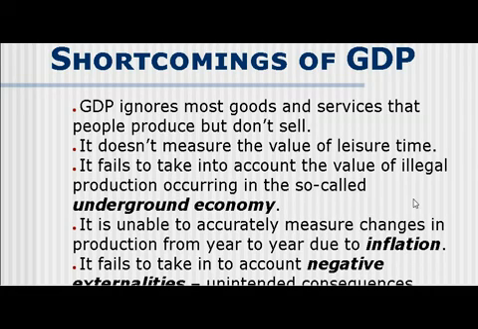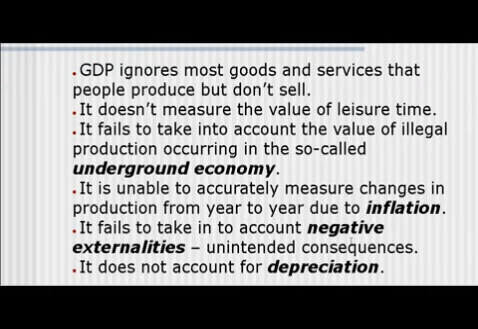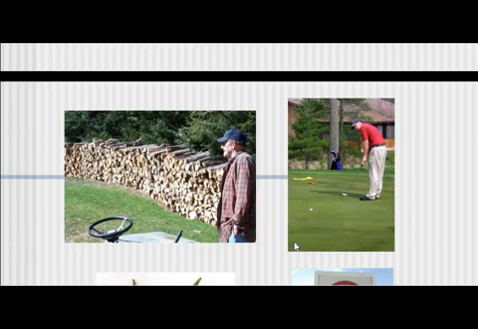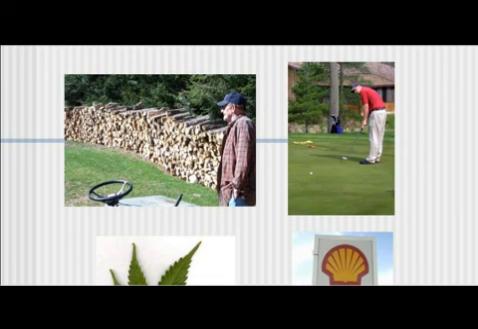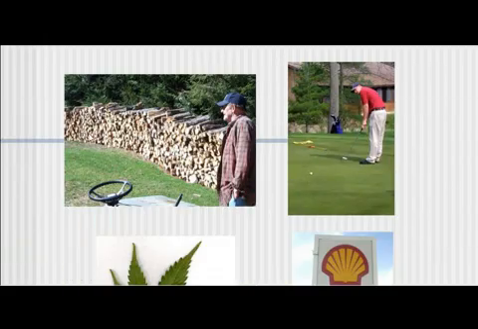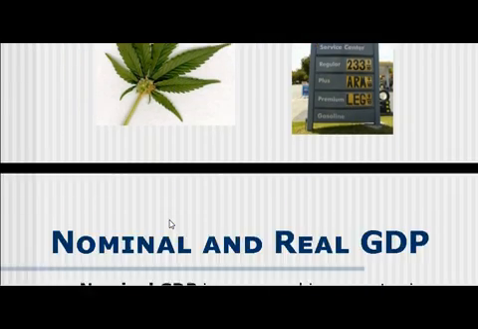It is unable to accurately measure changes in the production from year to year due to inflation. It fails to take into account negative externalities, unintended consequences. It does not account for depreciation. So like this one, ito accounted to. Ito yung mga illegal logging, no? Ito leisure time, hindi rin siya counted. Siyempre ito, marijuana, hindi rin siya counted.